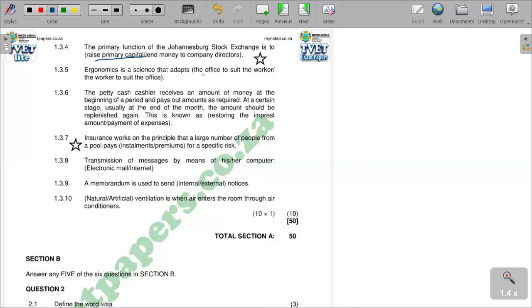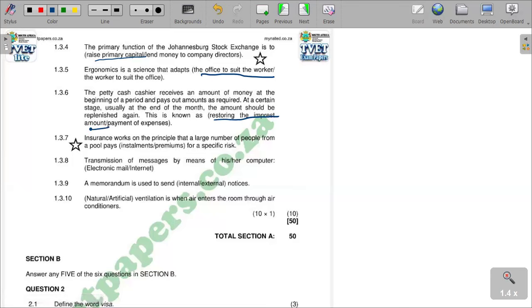The office to suit the worker, not the worker to suit the office. Right, let's go to 1.36. The petty cashier receives an amount of money at the beginning of a period and pays out amounts as required. At a certain stage, usually at the end of the month, the amount should be replenished again. This is what you call restoring the imprest amount. Restoring the imprest amount.